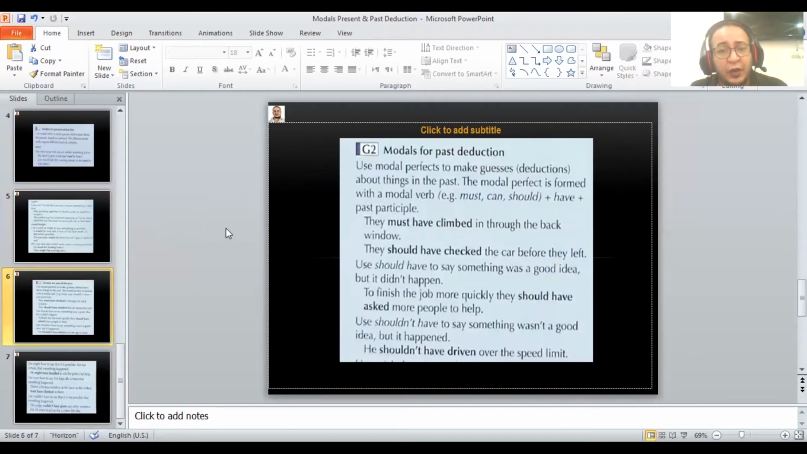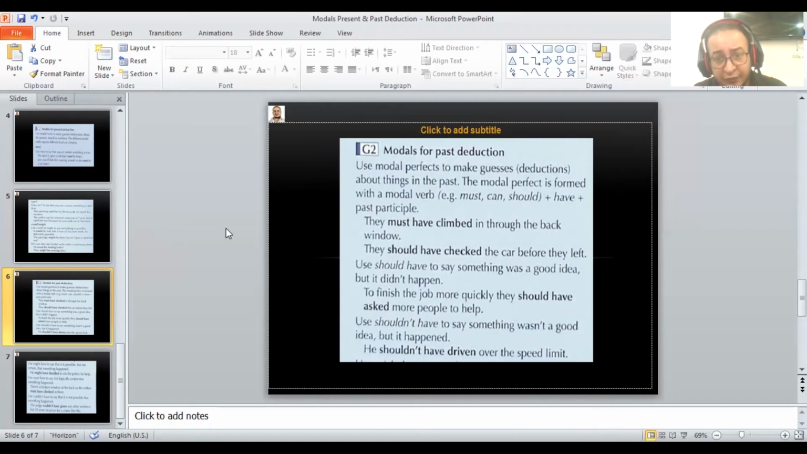Modals for past deduction. Use modal perfects to make guesses or deductions about things in the past. The modal perfect is formed with a modal verb, for example, must, can't, or should, plus have, plus the past participle of the verb. For example, they must have climbed in through the back window. They should have checked the car before they left.